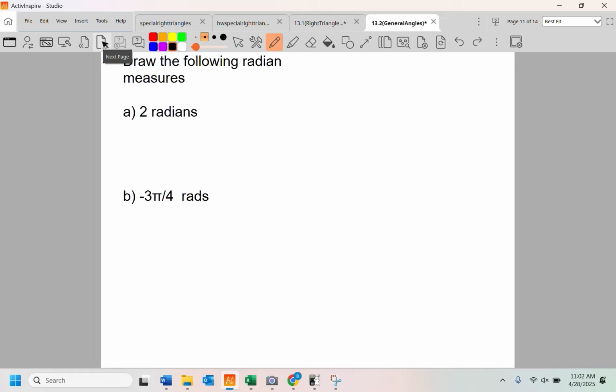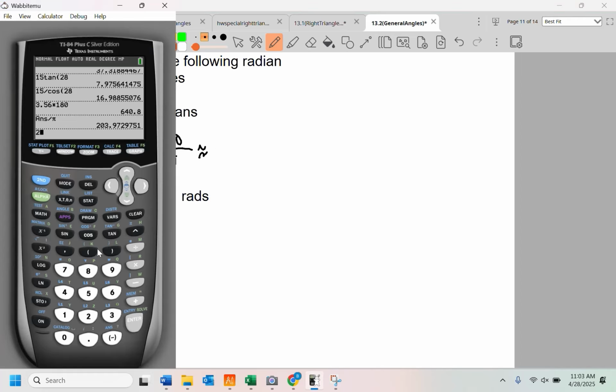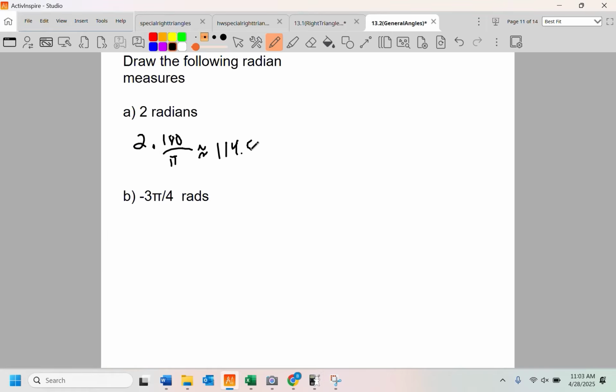All right, draw the following radian measures. So you're probably going to have to think in terms of degrees to do this. So we're going to do 2 times 180 over pi. So we got 114.59 degrees. And we're just going to draw that angle.